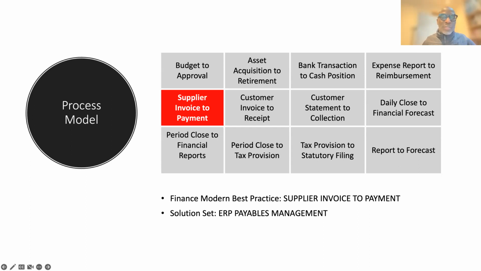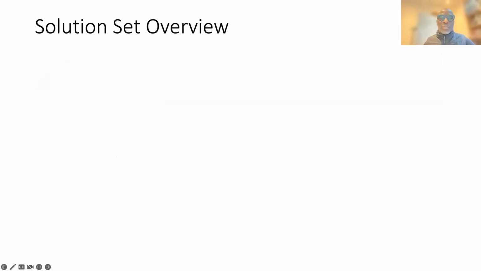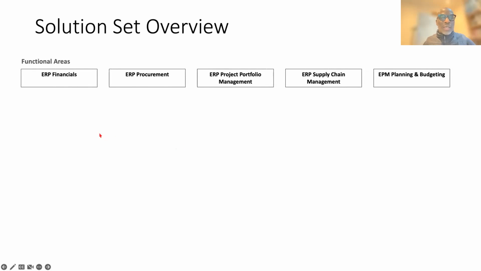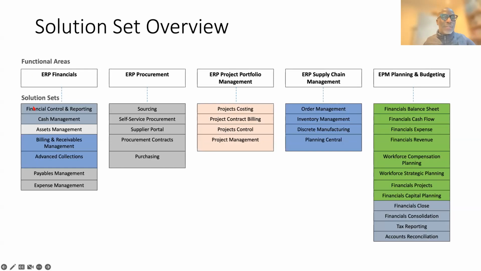So I'm going to take you through this solution set just for you to see where this fits in, and when you go into the business, how you start to drill down in a bit more detail. So there are a number of functional areas. You've got financials, procurement, projects, supply chain, and EPM. And underneath this, you have all the different modules or solution sets. Within each of the functional areas, you have a number of modules.